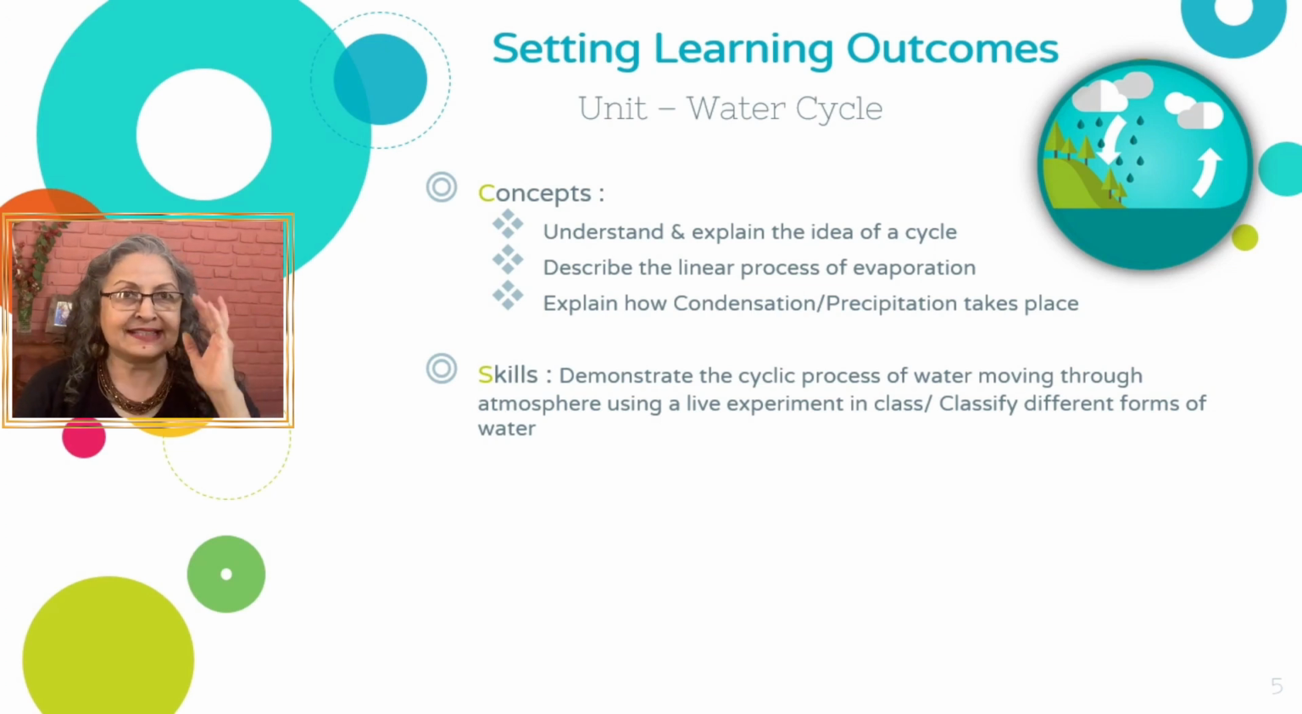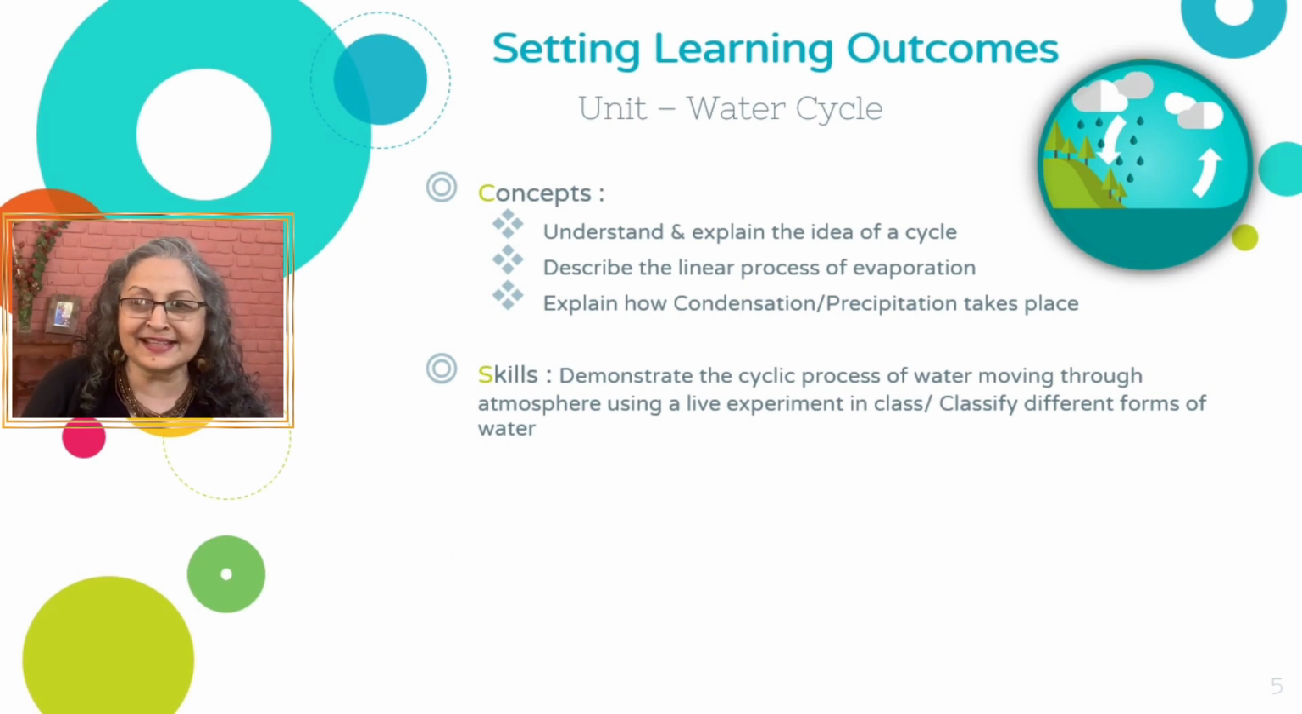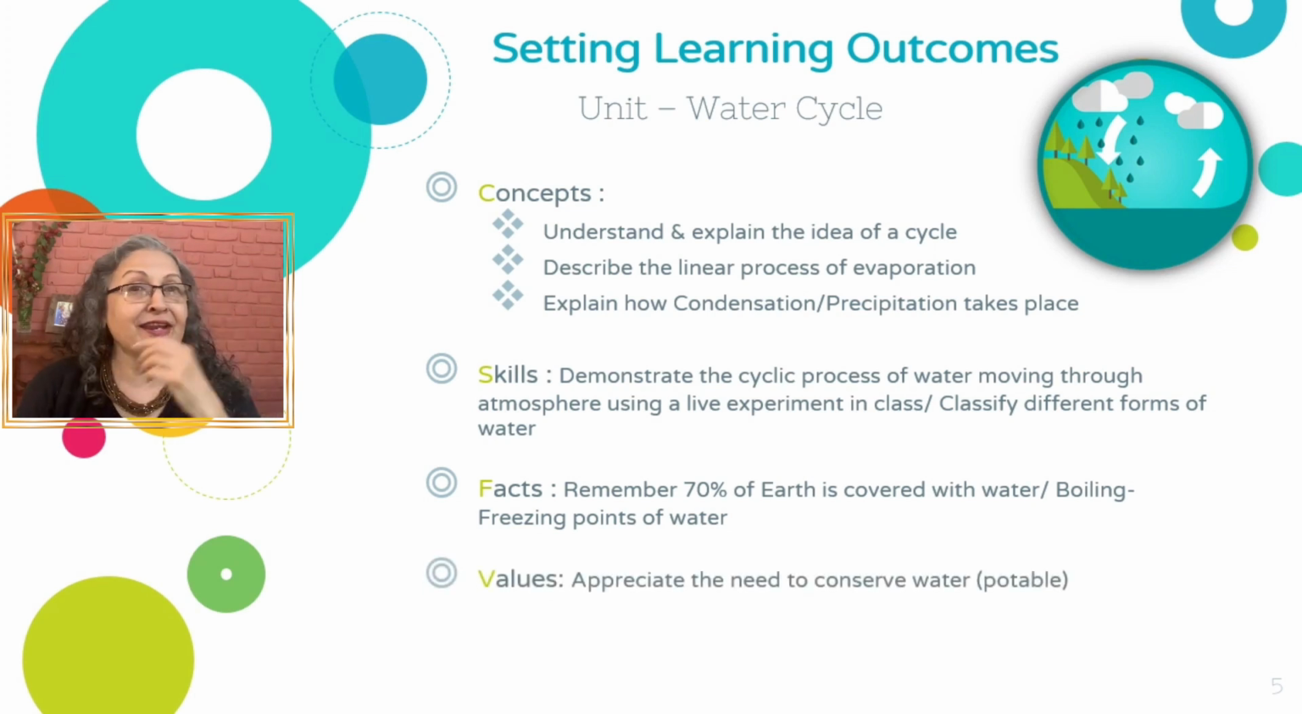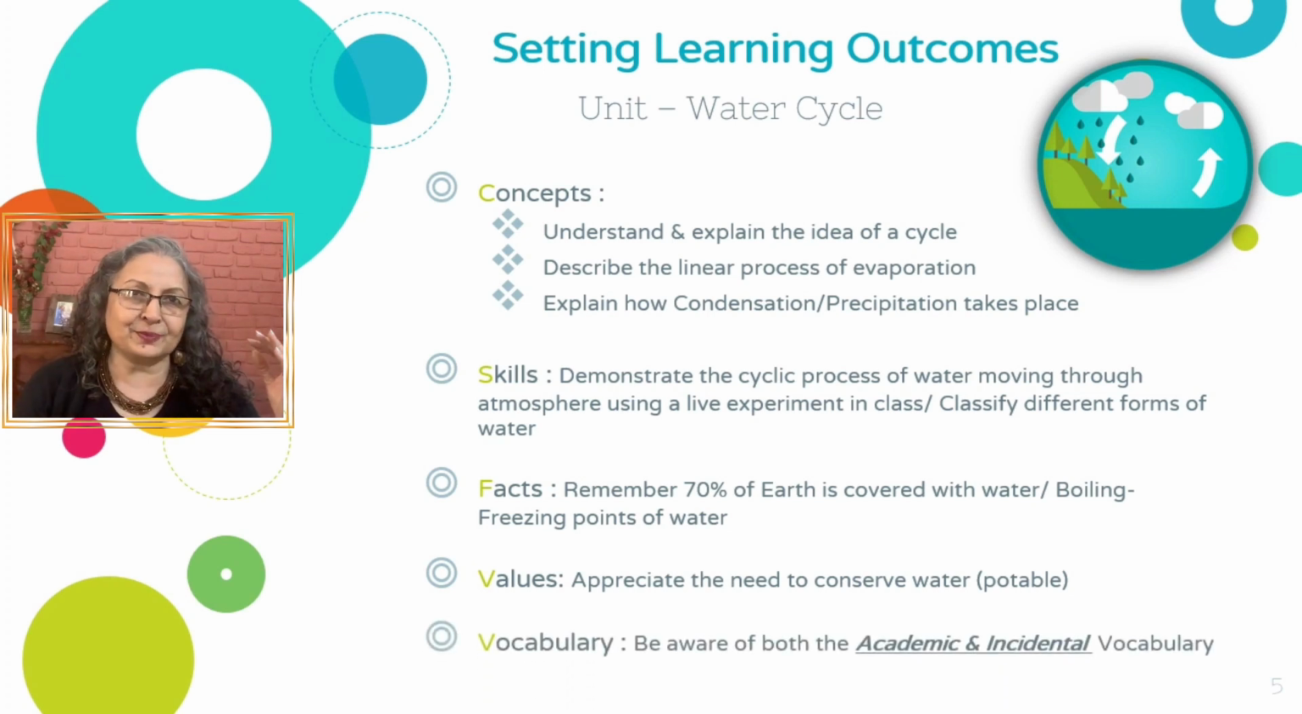Third is F, CSF, facts. Remember that 70% of the earth is covered with water, boiling point, freezing point. These are all facts. I would probably look at the values, that there is a need to conserve potable water. Because I'm talking about the cycle. Can't destroy, cannot make. Okay? That's a gentle fit of a value. And lastly, the vocabulary. The academic words which appear and the non-academic words both need to be dealt with.